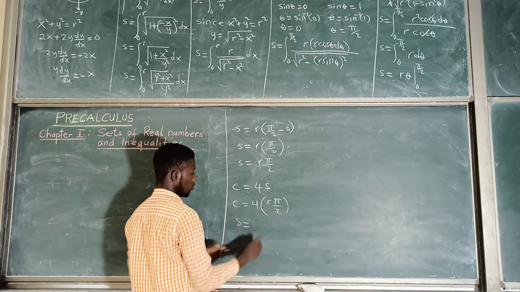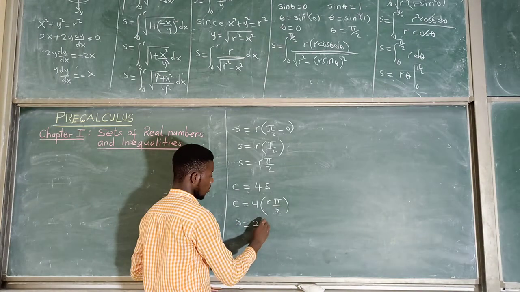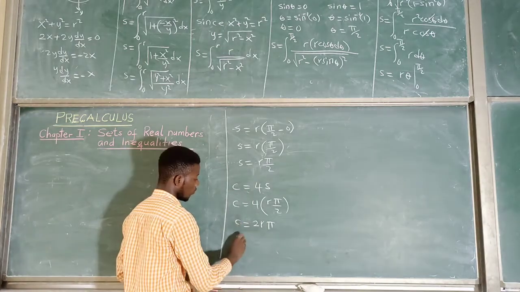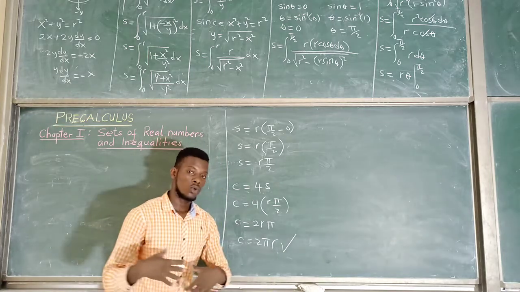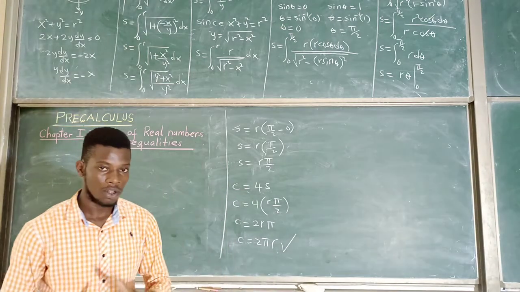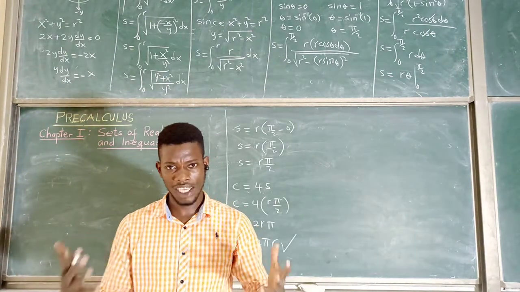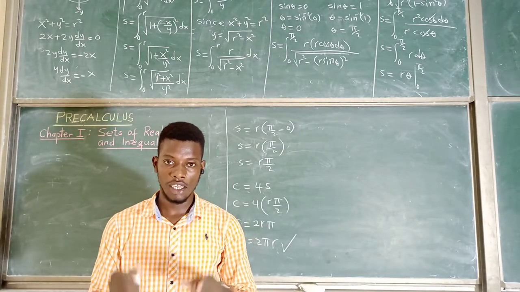So 2 goes into 4 two times. So it's 2 r pi. If you want to rearrange it, the circumference will be equal to 2 pi r. And that's how we derived the formula for the circumference of a circle. In our next tutorial, we are going to look at the formula for the area of a circle, deriving that from a calculus perspective. Thank you very much for listening and see you later.